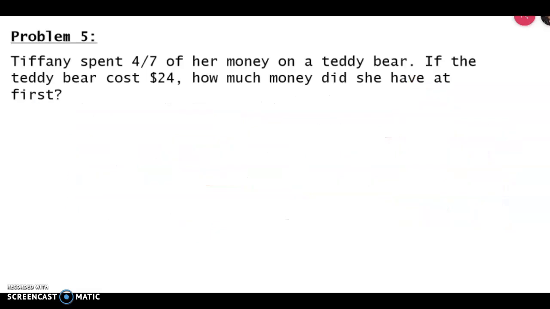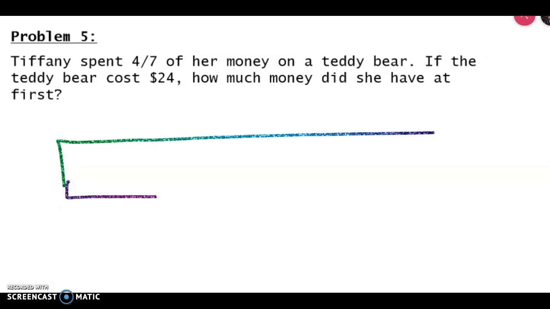All right, our last problem, problem 5, tells us that Tiffany spent 4/7 of her money on a teddy bear. If the teddy bear cost $24, how much money did she have at first? So we're really looking for a starting price. We know that she has a total amount, so I'm going to draw the tape diagram to represent the total.